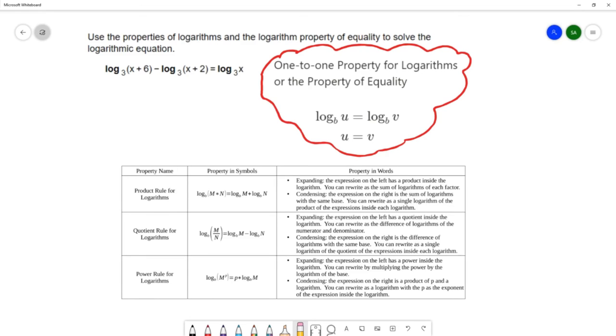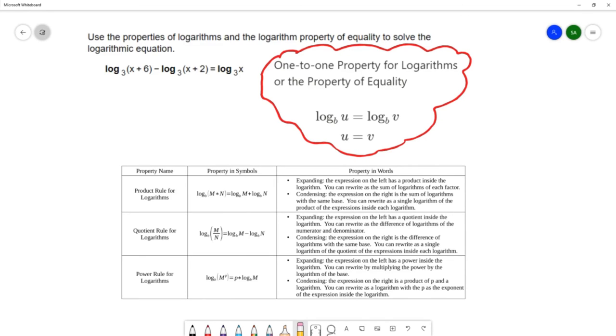So we want to use the property of equality, or the one-to-one property of logarithms. Different sources name this property differently. This book that we're working with uses the property of equality. What this property says is that if you have log base b on one side of the equation and log base b on the other side, the same log, same base on both sides, then what's inside the log on the left has to equal what's inside the log on the right. So it allows us to remove the logs from the equation, creating a much simpler equation to solve. So we really want to be able to use this property here.